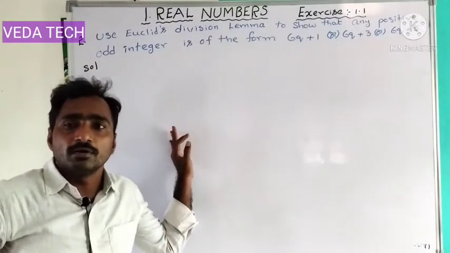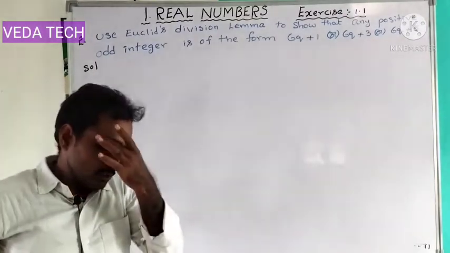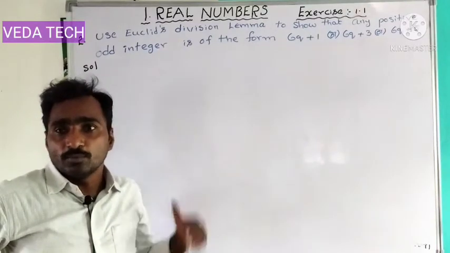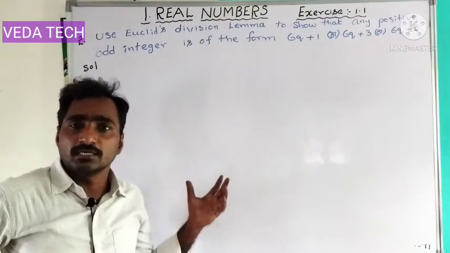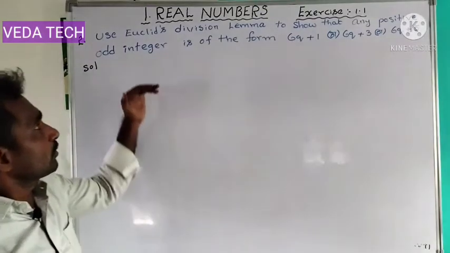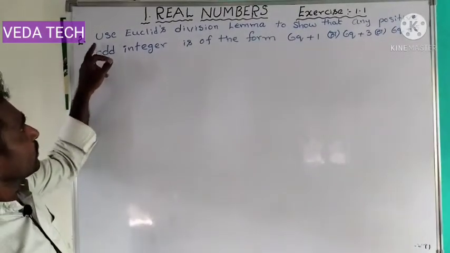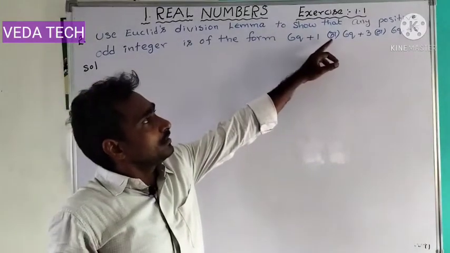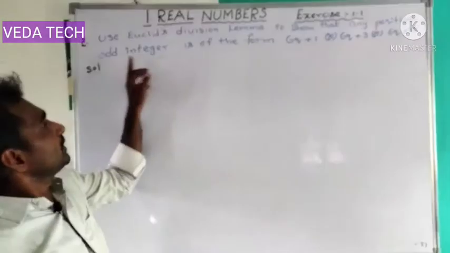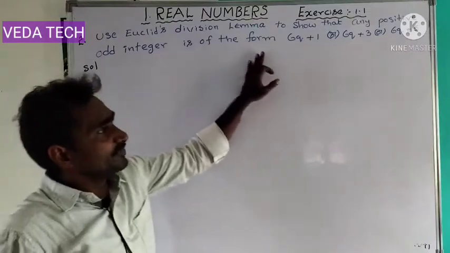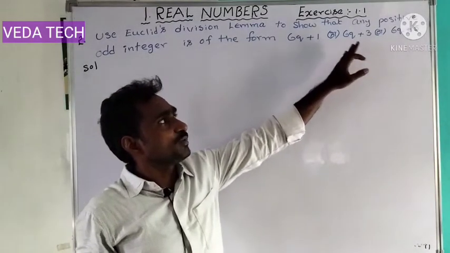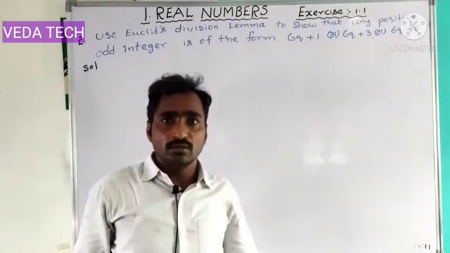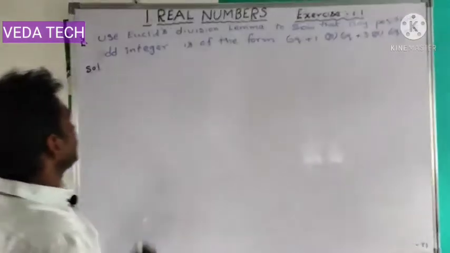Exercise 1.1, Real Numbers, first chapter, second problem. The first problem was already completed before this session. So now we do the second problem. What is the second problem? Use Euclid's division lemma to show that any positive odd integer is of the form 6q plus 1, or 6q plus 3, or 6q plus 5. Okay, now.